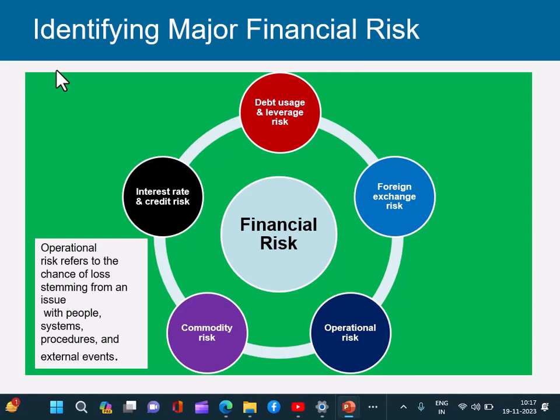Then we have the commodity risk. As we have seen in Reliance, they are a company hugely reliant on commodities for their business, crude oil. And the crude oil price can always make their company more profitable or less profitable. Many companies buy aluminum, iron ore, coal, all those things. So the commodity risk is always there. So how do we manage that risk?